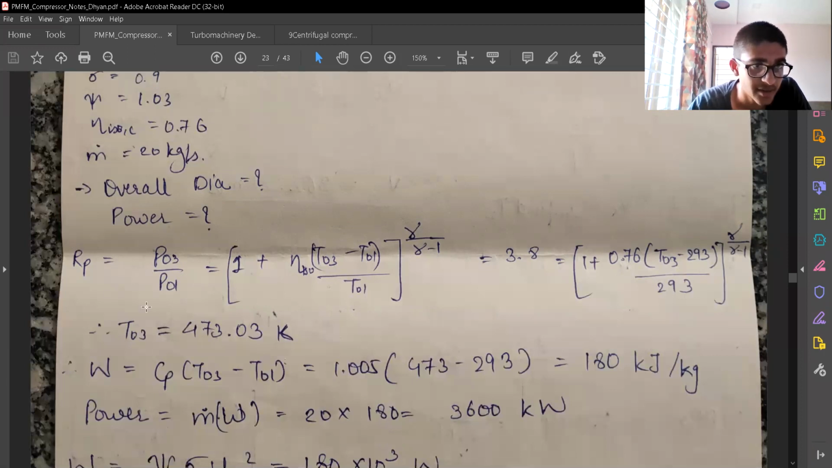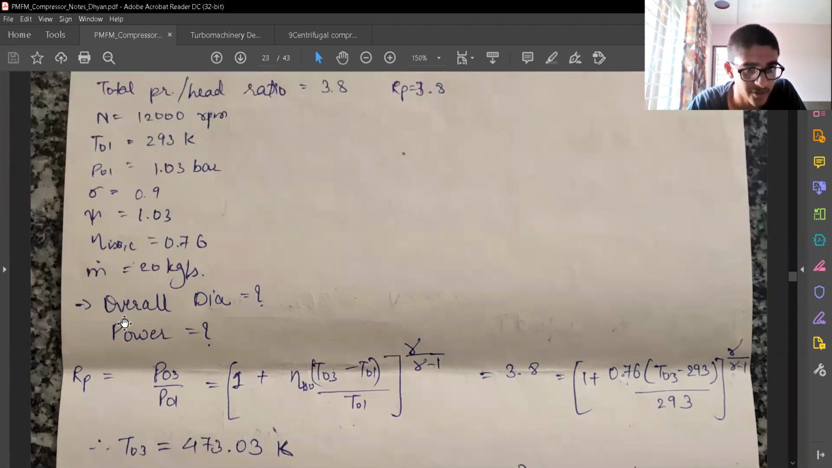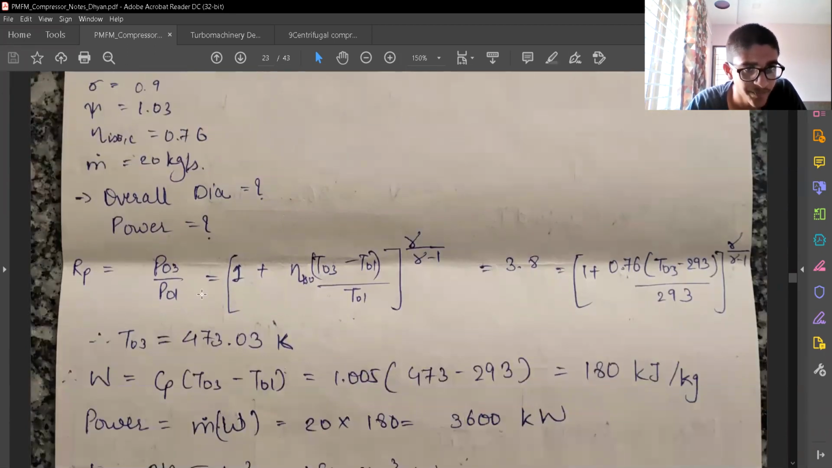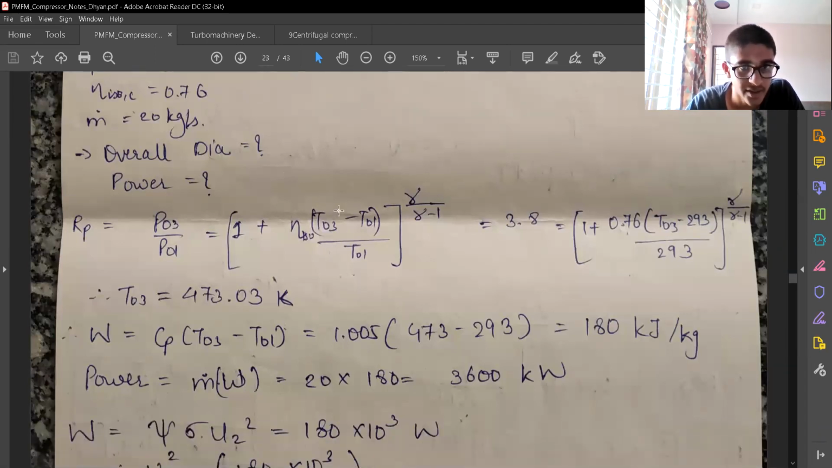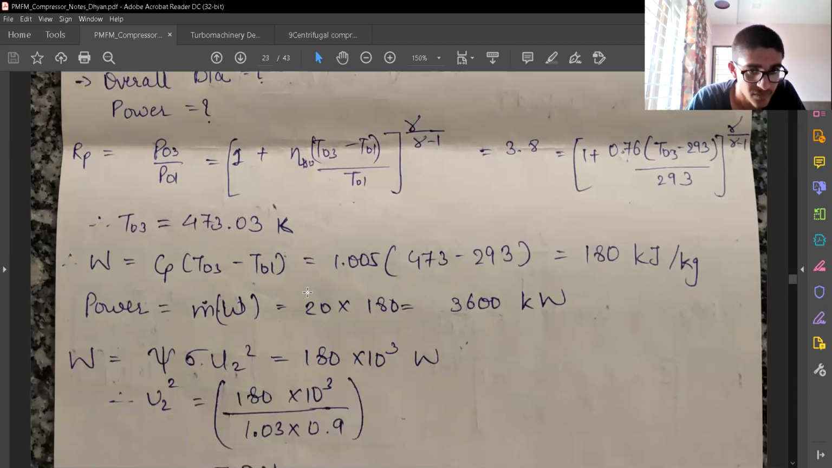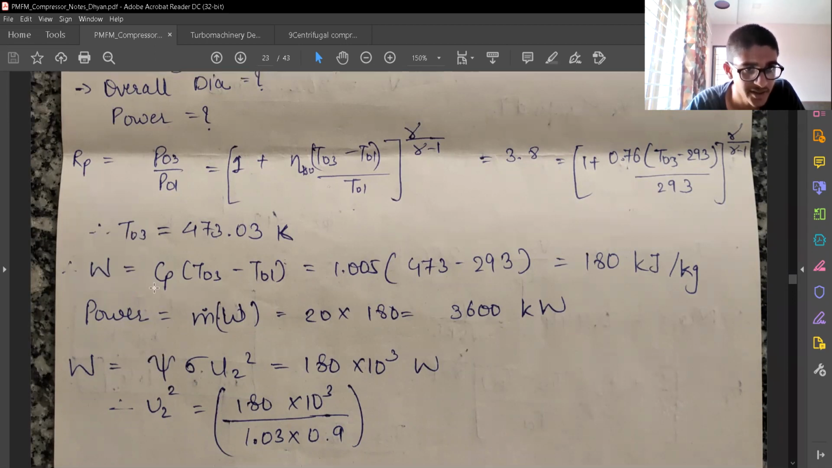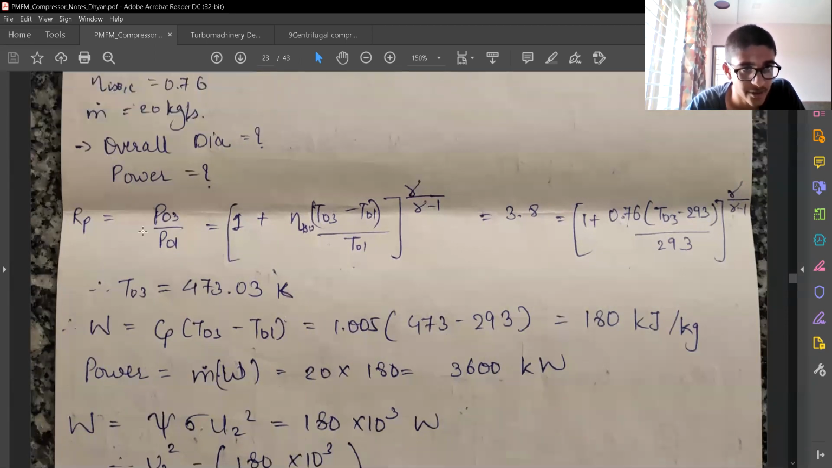So let's first find out the temperatures, because temperatures of outlet are not known. So we'll use the pressure ratio, and all other things are known. The pressure ratio is known, isentropic efficiency is known, T01 is known, gamma of air is 1.4. So we can find out the temperature T03, and using temperature T03 we can find out the work done, and work done into mass flow rate is the power. So this work done is work done per unit mass flow rate, and multiplied by mass flow rate, it gives the total power. So we have found out the total power.